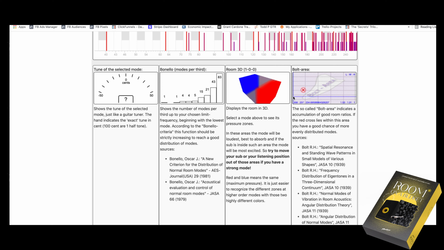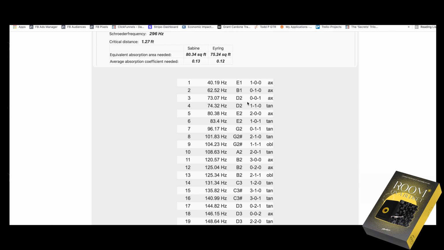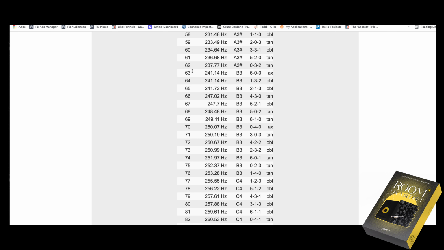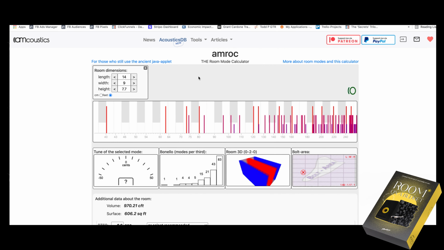And then the room 3D we talked about. And then this is the bolt area, which indicates an accumulation of good room ratios. If the red cross lies within this area, you have a good chance of more evenly distributed modes, which it looks like we do not. Okay, which sucks, but that's okay, right? So that's really all I wanted to show you with this software. And now let's get into some shooting and show you the software to shoot the room and see this visualized.